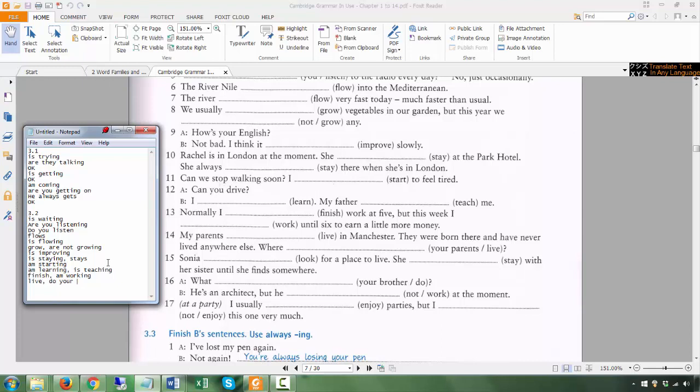Where do your parents live? This should be the same thing in the present simple. Now, as I mentioned, because nowadays people travel a lot, most of you probably live in this place for a while, then you're going to another place. So you can say, oh, I'm living in Singapore right now. That's fine. Sonia is looking right now. She is staying. So right now, she's looking and she is staying.